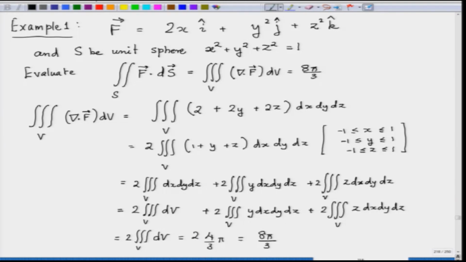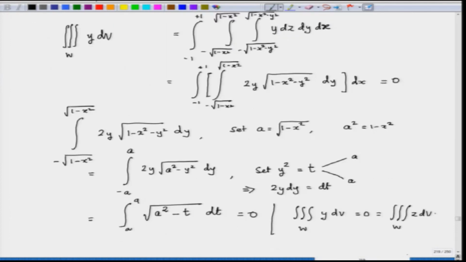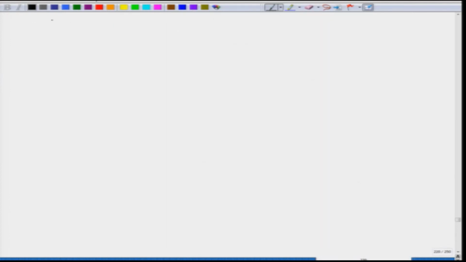Let me show you another important result, which is called Gauss's theorem, and that is used for gravitational potential and electrostatic potential. So, it is called Gauss's result. This result is due to Gauss.